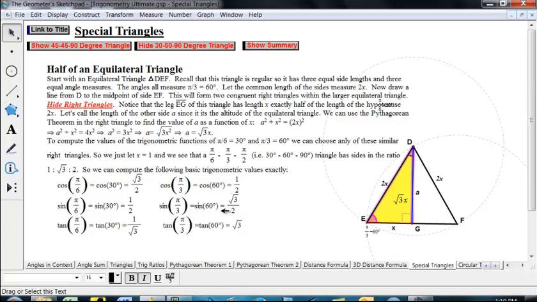Now the tangents turn out to be reciprocals of each other. So the tangent of 30 degrees again was opposite over adjacent: x over square root of 3 times x is 1 over square root of 3, whereas the tangent of 60 degrees, opposite over adjacent leg, is square root of 3x over x. The x's cancel and you get just square root of 3.